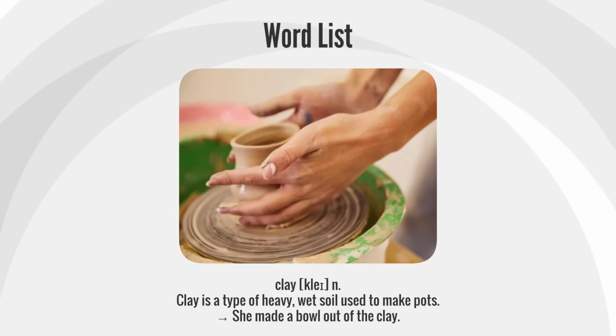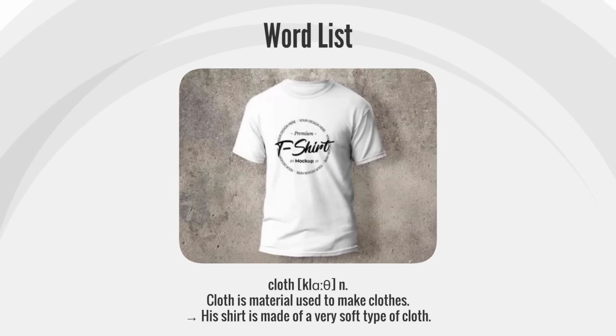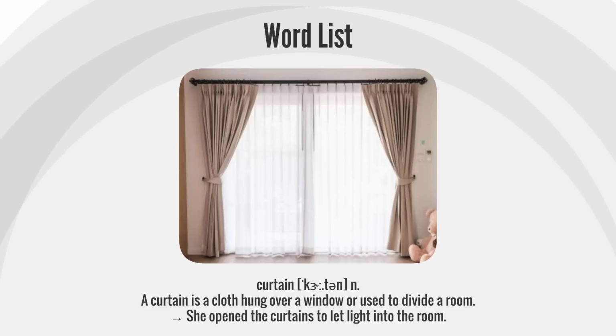Clay. Clay is a type of heavy, wet soil used to make pots. She made a bowl out of the clay. Cloth. Cloth is material used to make clothes. His shirt is made of a very soft type of cloth. Curtain. A curtain is a cloth hung over a window or used to divide a room. She opened the curtains to let light into the room.